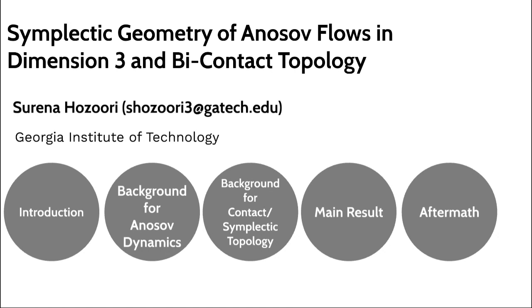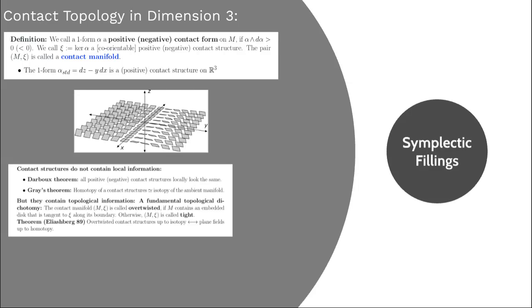So let me say a few words about some basics of contact and symplectic geometry. We call a one-form alpha a positive contact form on M if alpha wedge d alpha is a positive volume form on M, and we call it a negative contact form if alpha wedge d alpha is negative. And we call the kernel of such a one-form, which is a plane field, a positive or negative contact structure. So here you see an example.